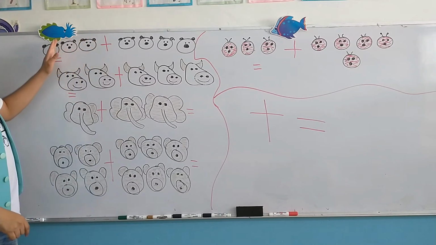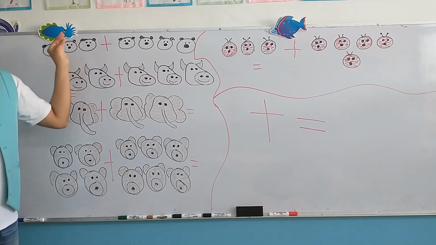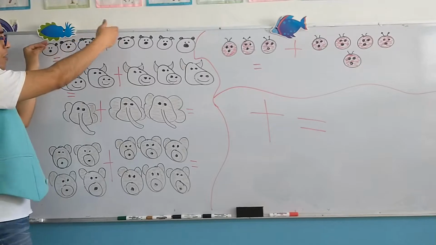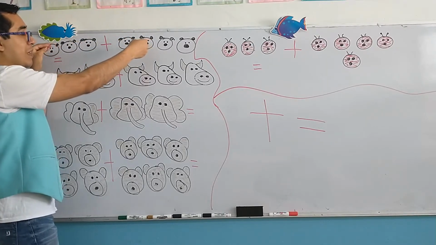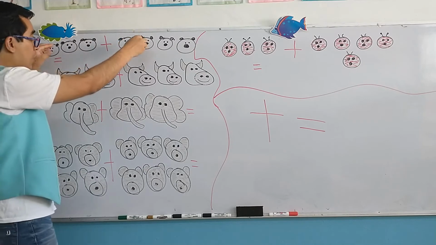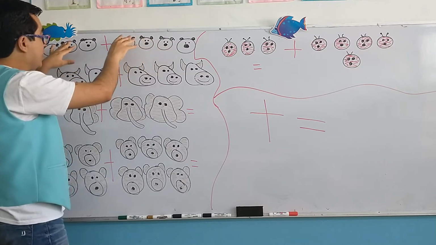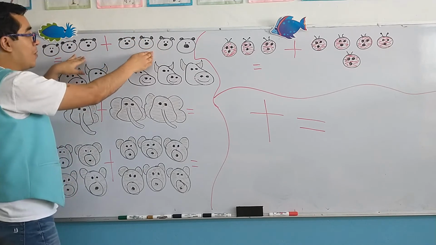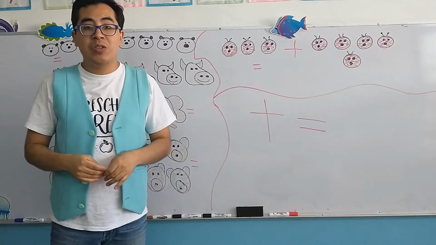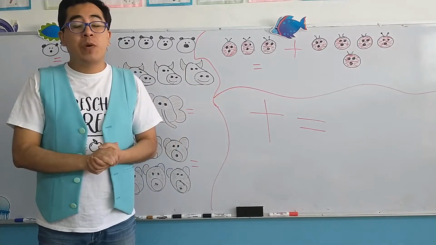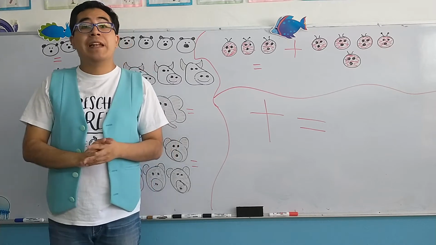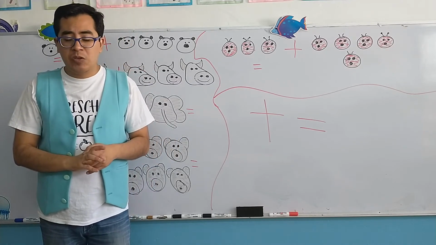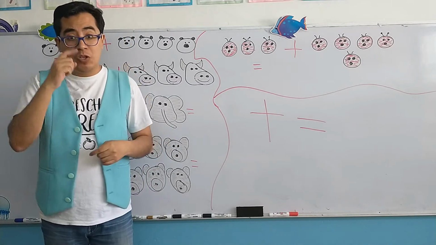From one side, de un lado, tenemos una cantidad de pandas, del otro lado, tenemos otra cantidad. Recuerden que tenemos que contar todos los panditas que están de este lado y de este lado para saber cuántos son en total y de esa forma poner el resultado. So, let's start counting. For this, remember, you have to help the teacher, Jacob.